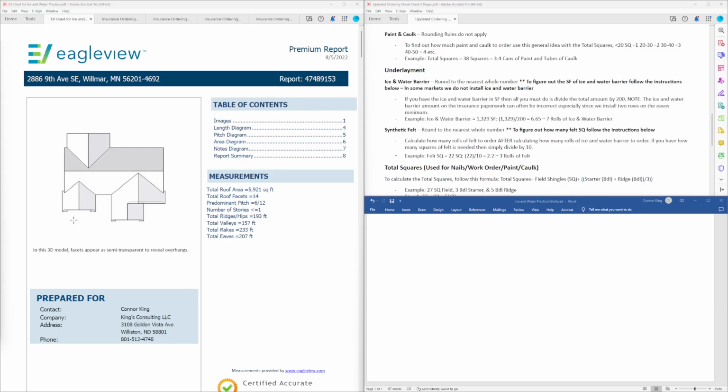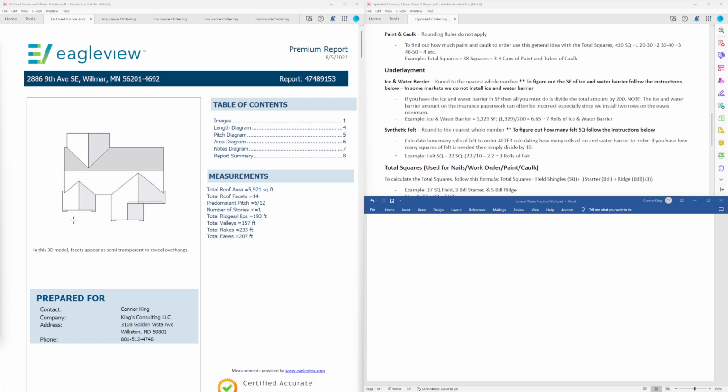Today we are going to be determining how to order a roof using an Eagleview. Typically we're going to be using the insurance estimate as well as counting in any measurements that we find to order roofs, but on this one we're just going to be using the Eagleview to figure all that out.